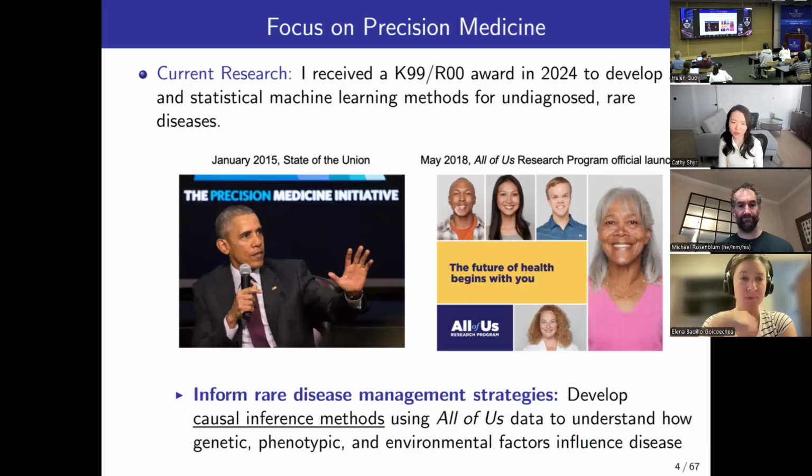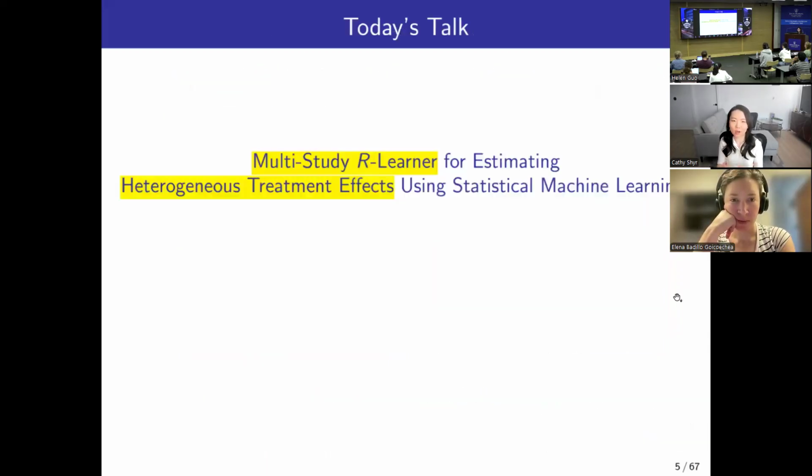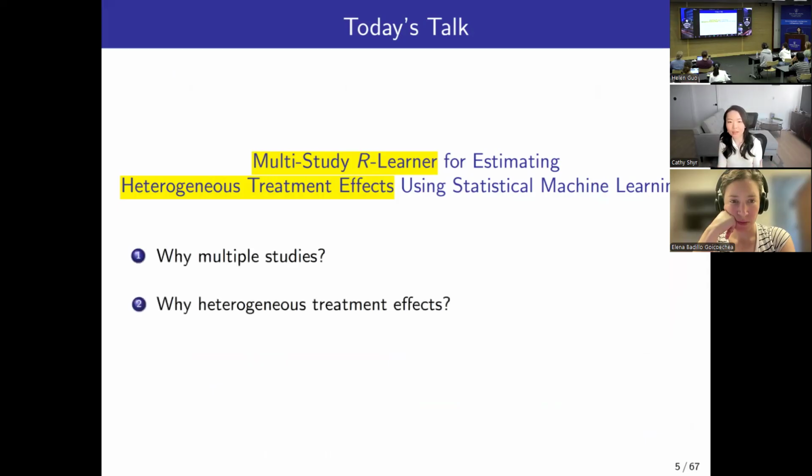So the question of interest is really thinking about what works best for whom. And I think the answer to that question is also going to be the focus of today's talk, which is the multi-study R-learner for estimating heterogeneous treatment effects. So I've got the title of the talk on the slide here. I want to quickly highlight two main components to really help frame this project. First is why multiple studies, and second, why heterogeneous treatment effects. Okay, so let's get started with the first bullet point, why multiple studies?